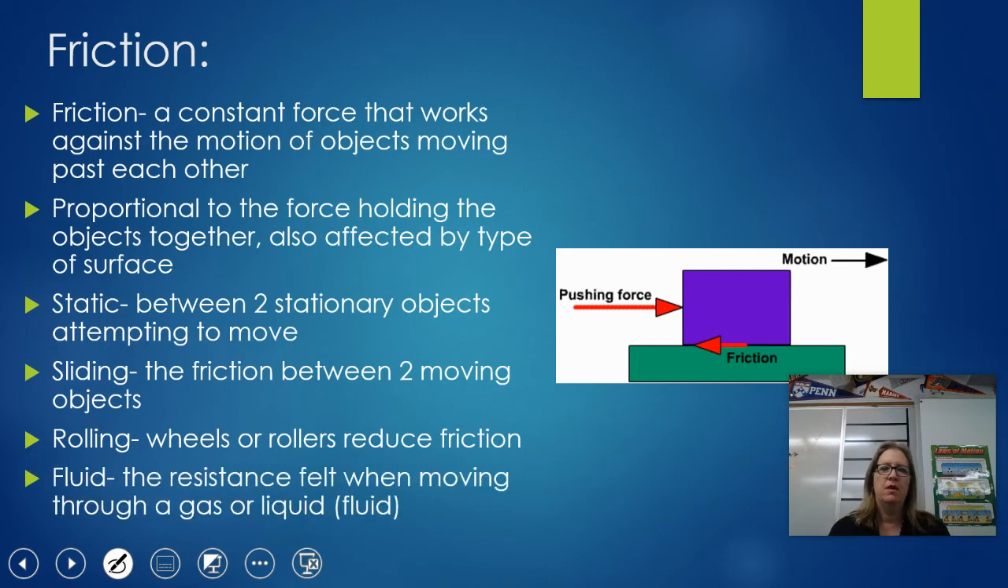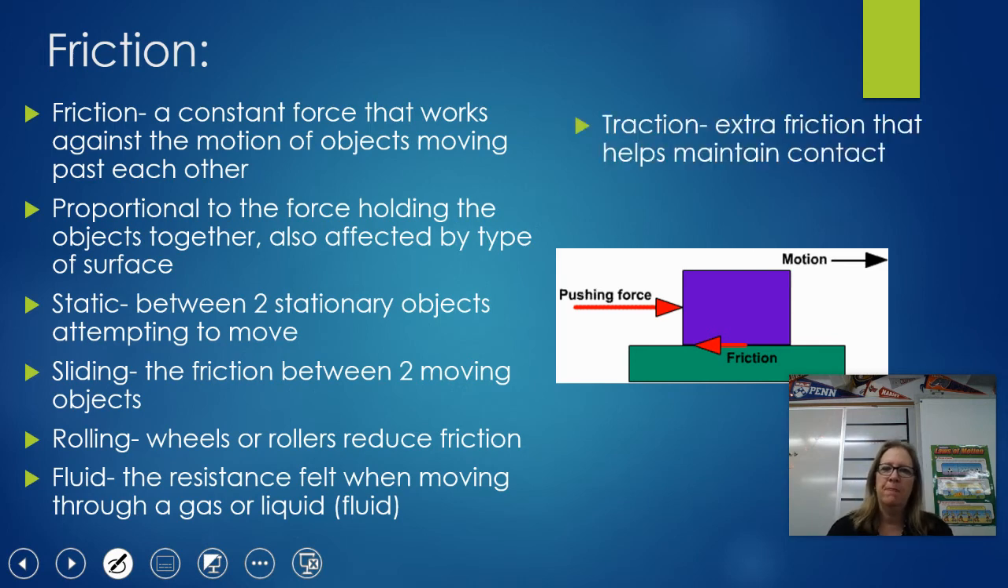There's something known as fluid friction, which is basically the resistance as you move through a fluid. So a fluid is both a liquid and a gas. When you stick your hand out the car window and you can kind of feel it pushing on you, that's fluid friction. When you're trying to run through the water, that's fluid friction. And just the resistance that you feel based on that fluid.